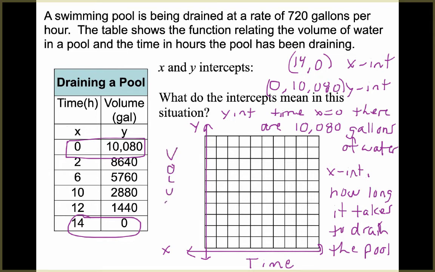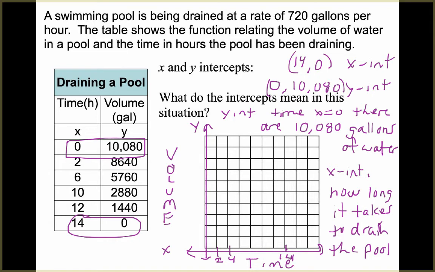Make sure you label. And then we need to give a scale because I don't have a box that goes over to 14, so I'm going to do every 2 hours. So make sure if you're using a scale other than 1, we show at least the first few so that we can see that we're doing a scale of 2. So 2, 4, 6, 8, 10, 12, 14. This is 14 hours right here.